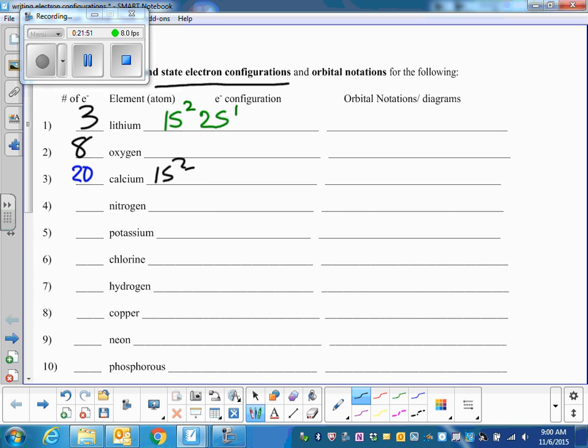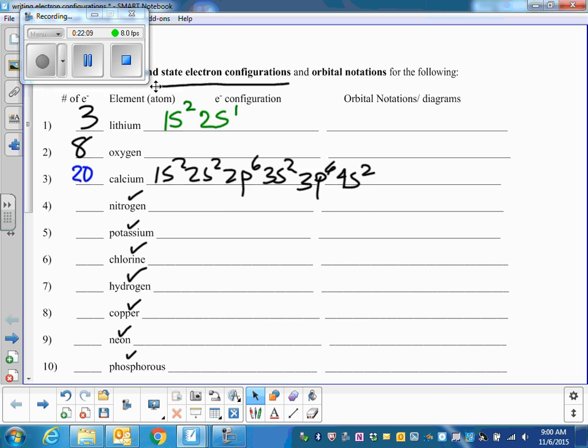It's 1s2, 2s2, 2p6, 3s2, 3p6, 4s2. Is that right? I want you to do it for nitrogen, potassium, chlorine. Hydrogen is darn easy. All right? Let's do it. Let me give you about 5 minutes to write out these electron configurations. And then I'm going to check the answers with the class. I'm going to write it on the board and check it.